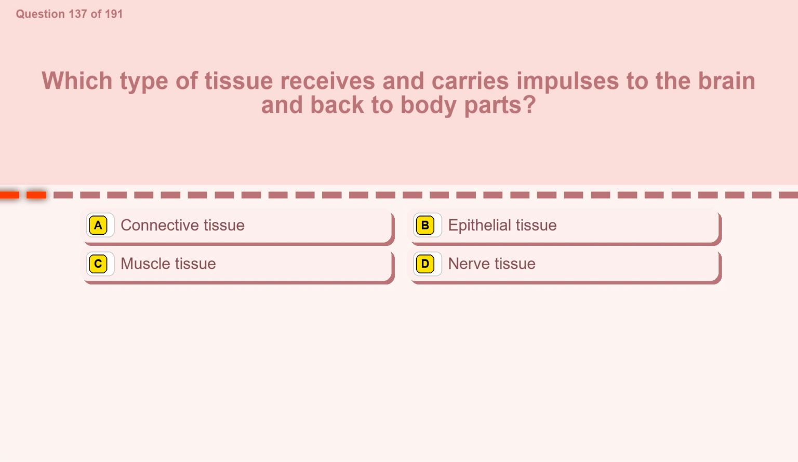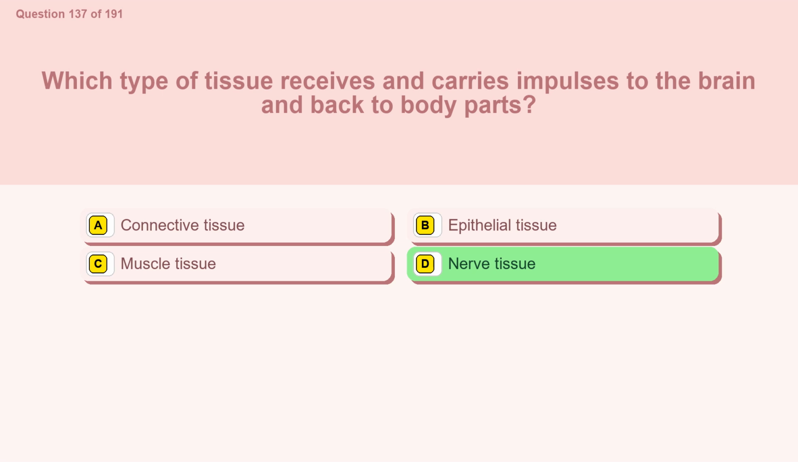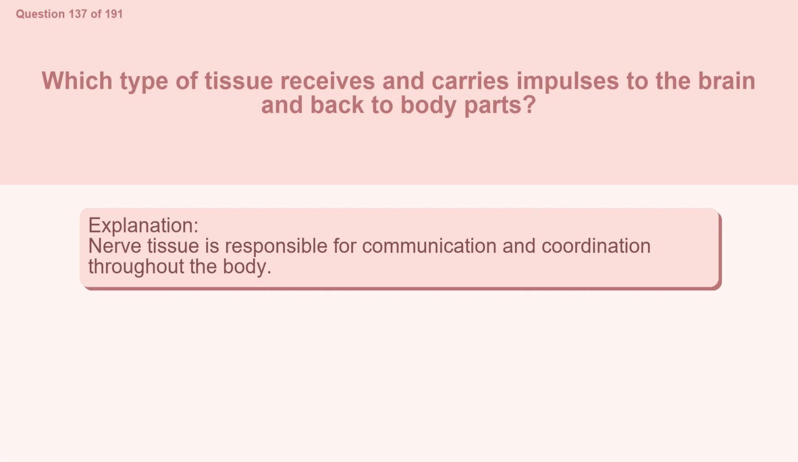Question 137. Which type of tissue receives and carries impulses to the brain and back to body parts? Option A, connective tissue. Option B, epithelial tissue. Option C, muscle tissue. Option D, nerve tissue. The correct answer is option D, nerve tissue. Nerve tissue is responsible for communication and coordination throughout the body.